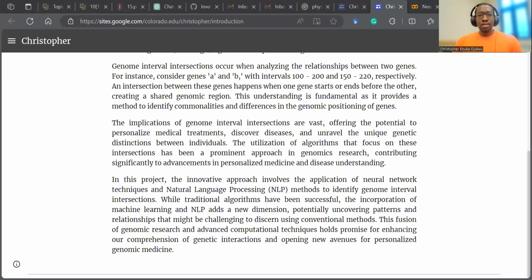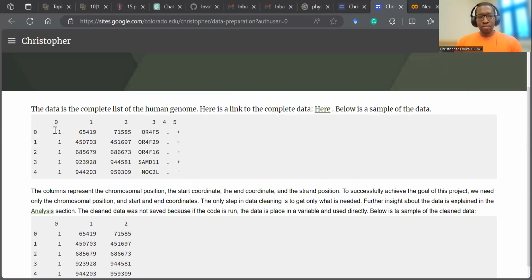So this is what the data looks like. This is a sample of what the data looks like itself. So we have the chromosome position, the start coordinate, the end coordinate, and then the gene, and then the strand. So I'll explain. This data is from the Human Reference Genome. The Human Reference Genome was a project started in the 90s and finished sometime last year, and it really holds every genetic information of humans.